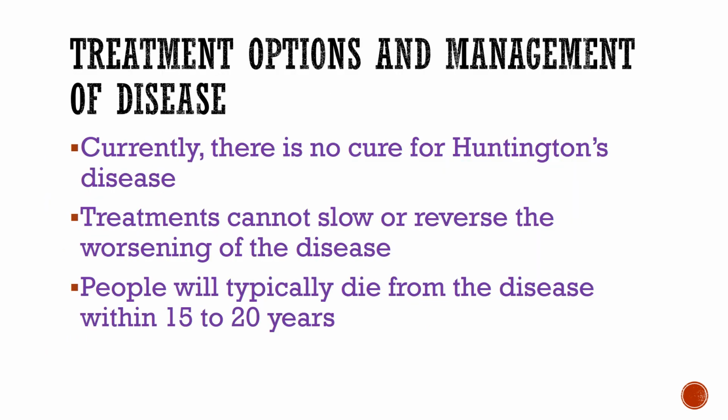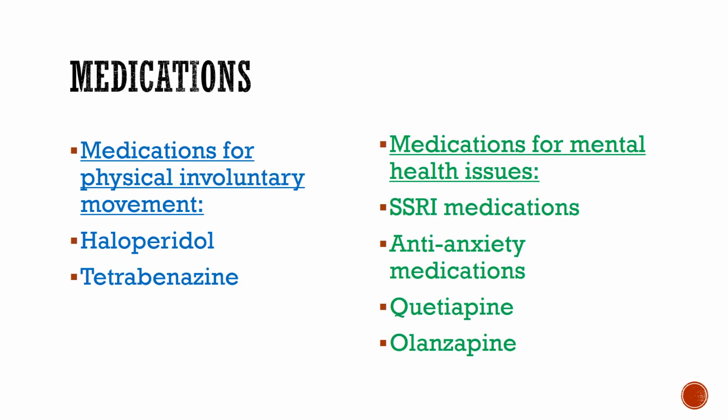Currently, there is no cure for Huntington's disease, and treatments really can't slow or reverse the worsening of the disease. However, treatment options can improve quality of life and give them more strength both physically and mentally for a longer period of time. Unfortunately, people with the disease will most likely die within 15 to 20 years after first presenting their initial symptoms.